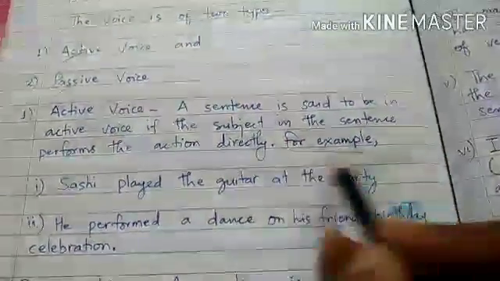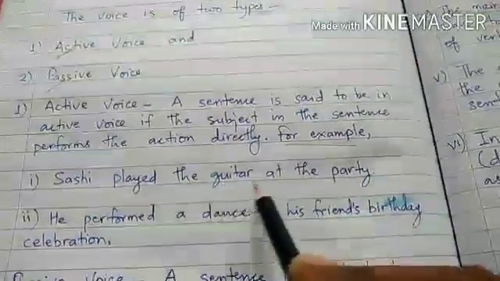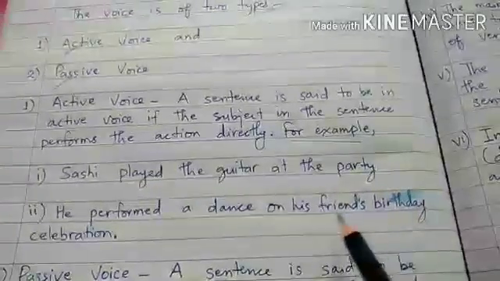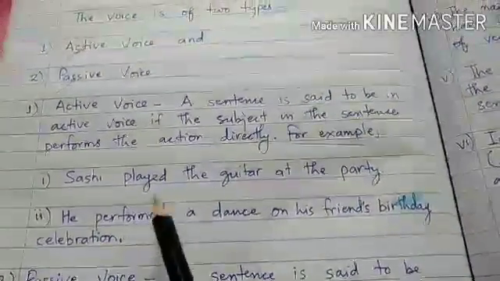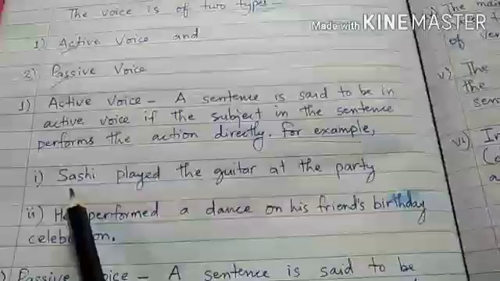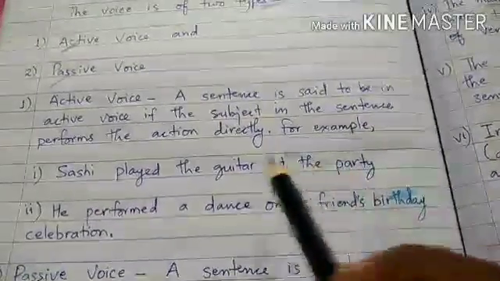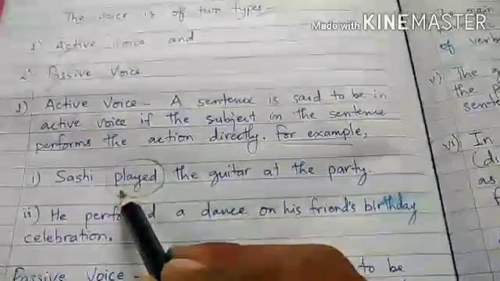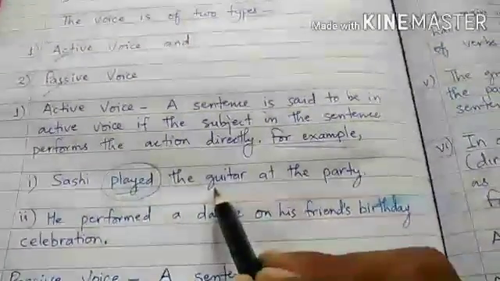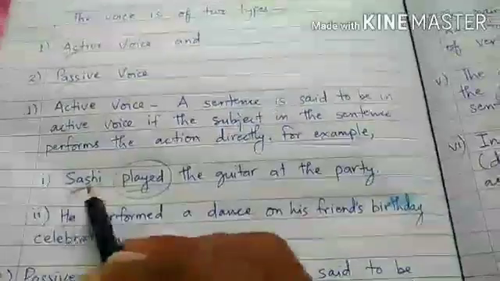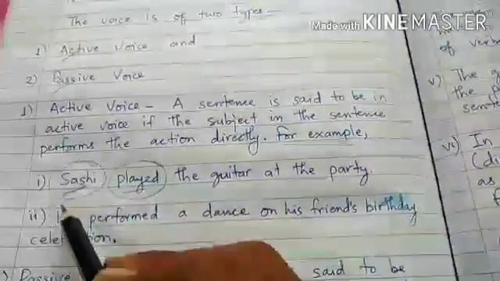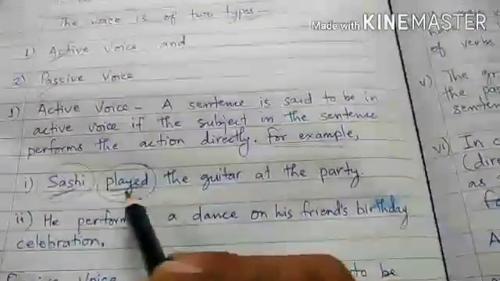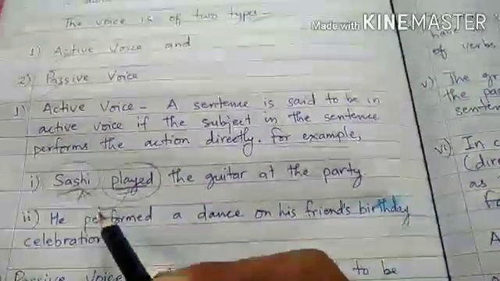So how? For example, Sasi played the guitar at the party. He performed a dance on his friend's birthday celebration. So let us see. If you read this sentence, Sasi played the guitar. What is the action done here? Played. What is the verb here? Played. So who has played the guitar? Sasi. So what is Sasi here? Sasi is the subject here. Sasi is the noun which is used as the subject here. So here the action of playing guitar is done directly by the subject Sasi.